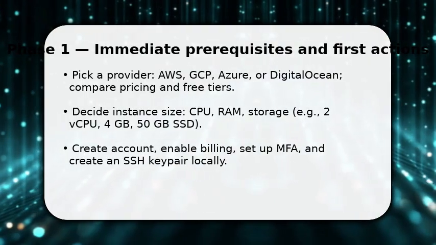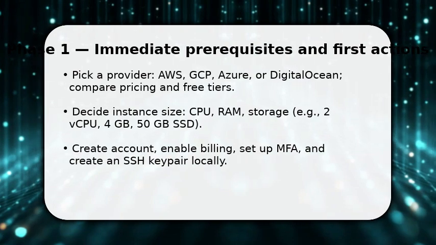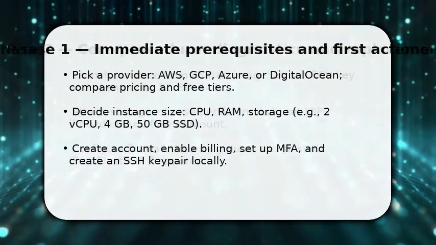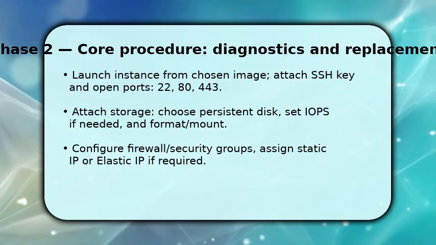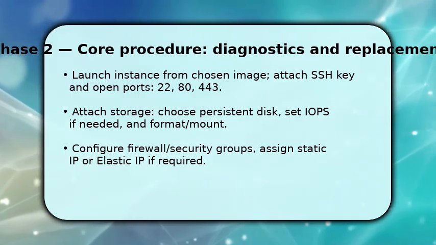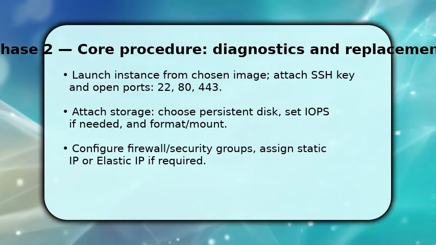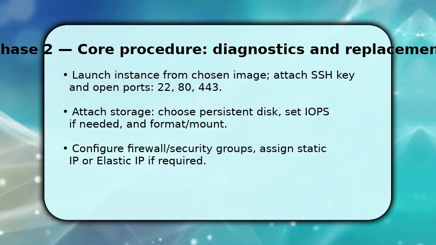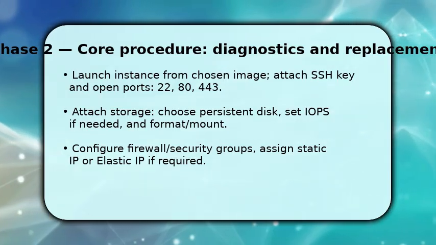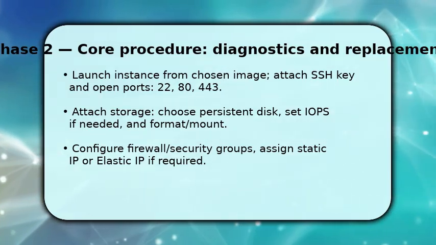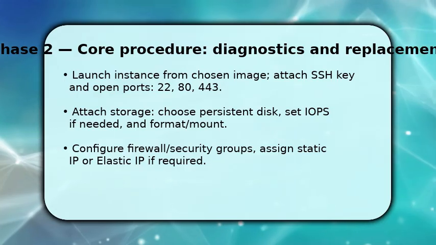Make sure to tag resources for tracking and to note region and zone choices. Now launch the instance with the selected image and attach your SSH key so you can connect immediately. Once booted, SSH in and update the OS packages, then install essential tools like a firewall, fail2ban, and monitoring agent.